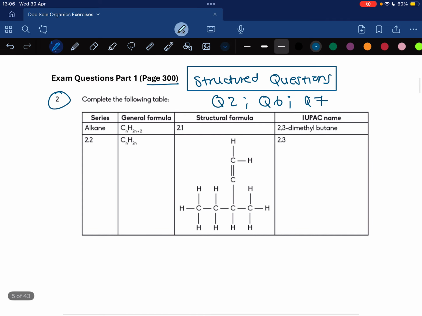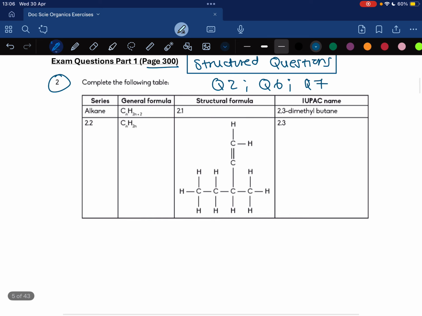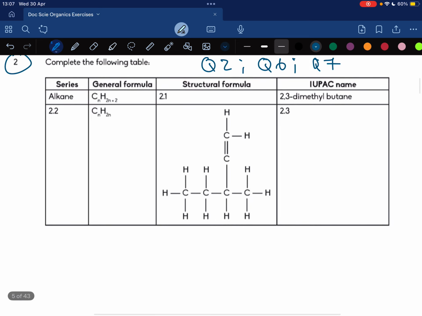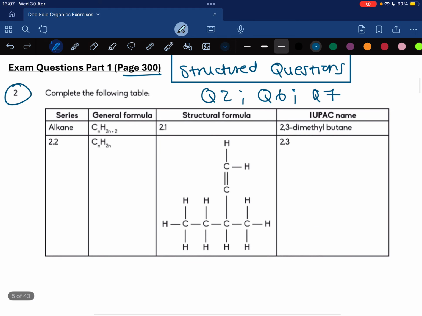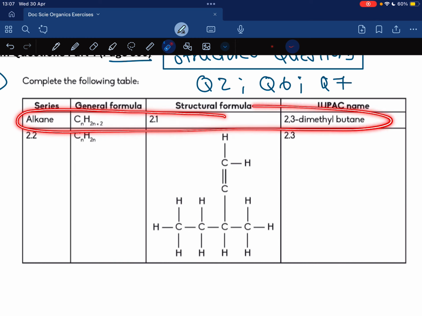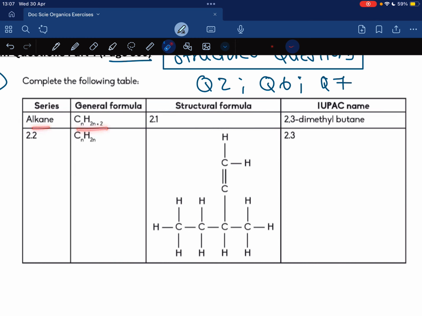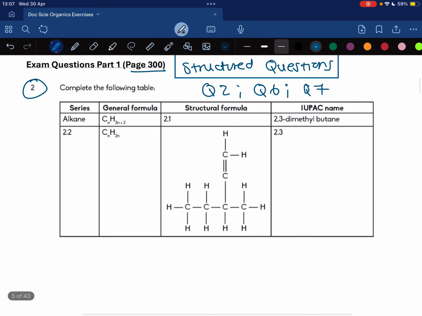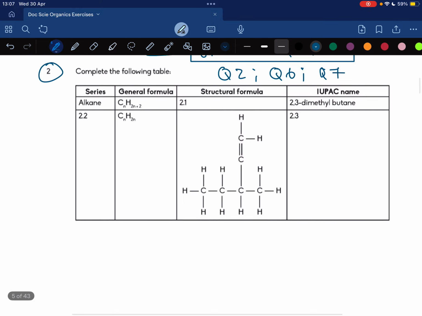So we are going to start off with going over the corrections from the exam questions that I gave you. So we'll start with question 2. You're given the following table, okay, and we start with 2.1. So 2.1 is a part of this portion of the table. It tells you there's an alkane, it gives you the general formula, and it gives you the IUPAC name. It wants to know the structural formula. So basically we are drawing 2,3 dimethyl butane.